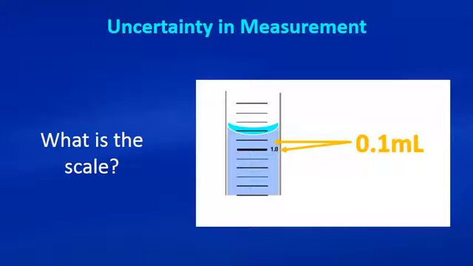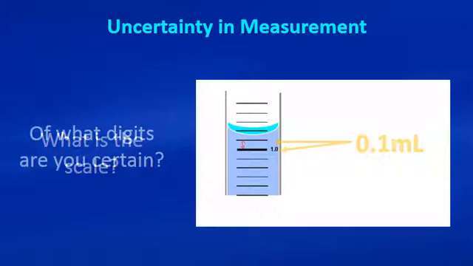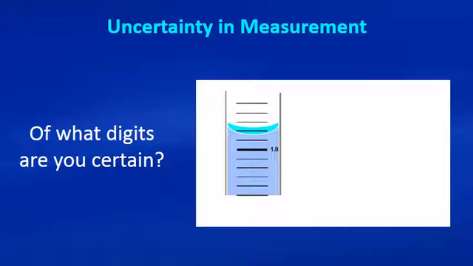Each line, each distance is what I mean by the scale. And in this case, our scale is 0.1 milliliters. So of what digits would you absolutely be certain? The ones place, the tenths place, the hundredths place?